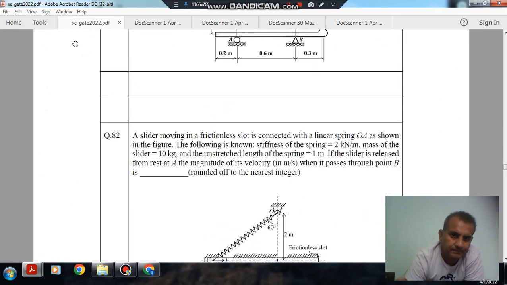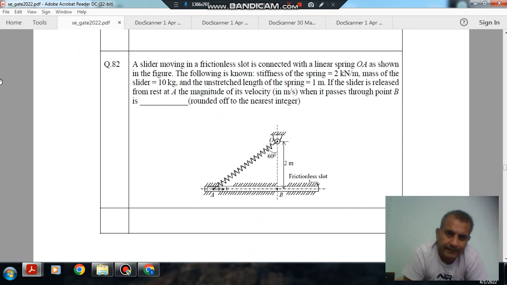So the answer is 300 Newton. Next, a slider moving in a frictionless slot is connected with a linear spring OA as shown in the figure. The following is known: stiffness of the spring is equal to 2 kN per meter, mass of the slider 10 kg, and the unstretched length of the spring 1 meter. If the slider is released from rest at A, the magnitude of its velocity in meter per second when it passes through point B is, rounded off to the nearest integer.